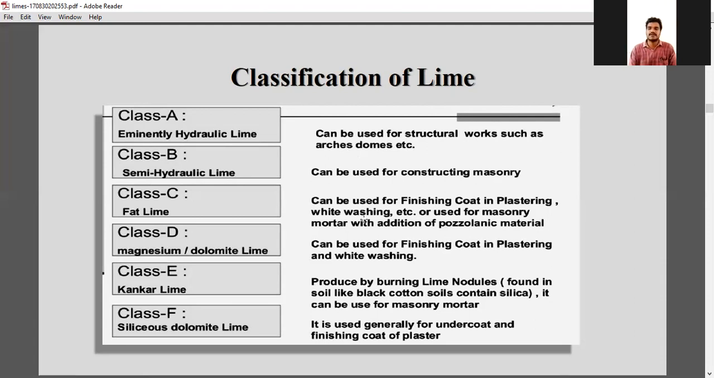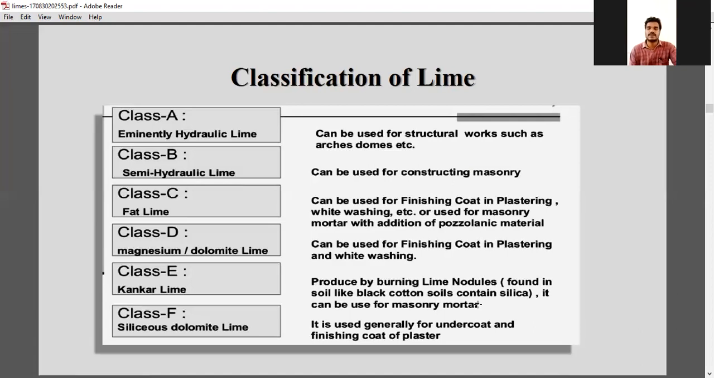This lime can be used for structural work such as arches, domes, etc. It can be used for constructing masonry, means rock and rock materials, and can be used for finishing coat in plastering and whitewashing. It is used for masonry mortar with the addition of pozzolanic material. It is produced by burning lime nodules found in soil like black cotton soils, which contain silica.